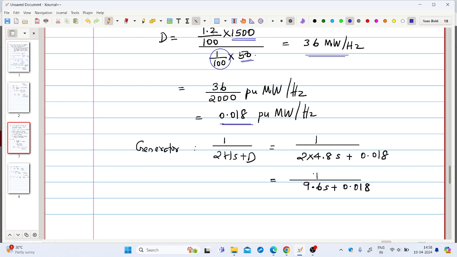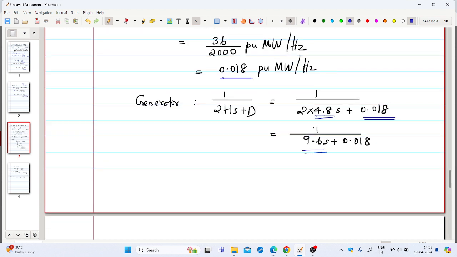So the generator model is 1 by 2Hs plus D. So 1 divided by 2 into H, where H is 4.8, s plus D, where D is 0.018. So these are the parameters of automatic load frequency control. If you want to calculate the time constant of the power system, you can represent this in Kps by 1 plus sTp form by dividing numerator and denominator by 0.018. Okay, we will leave it like this.